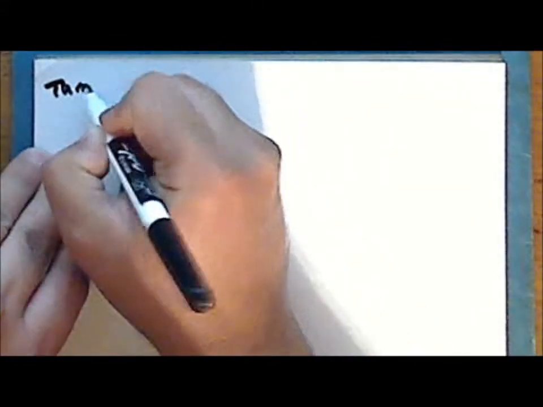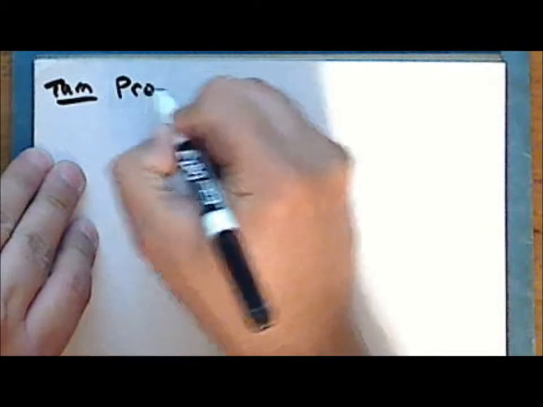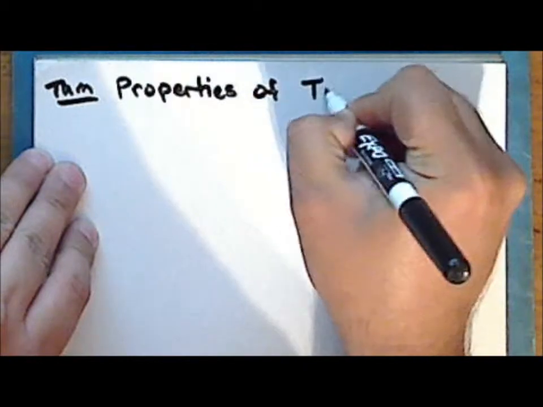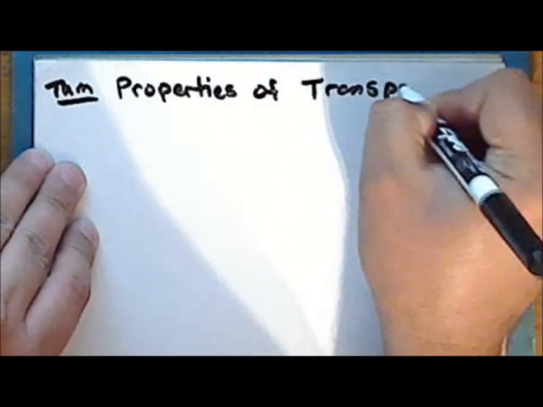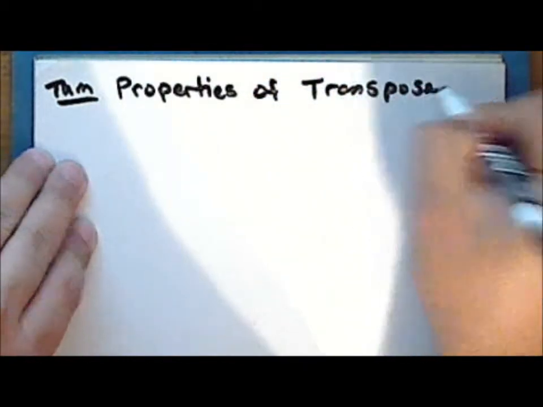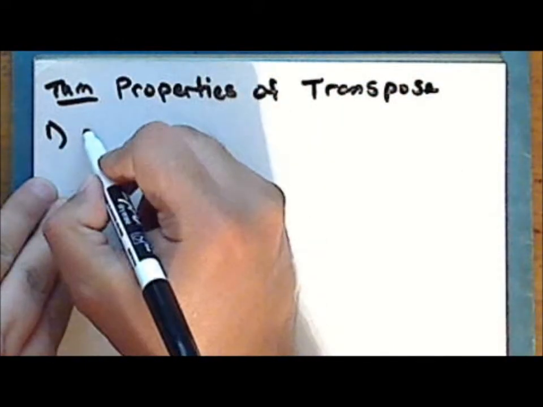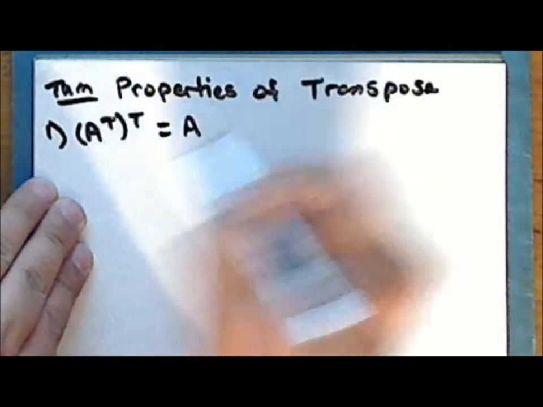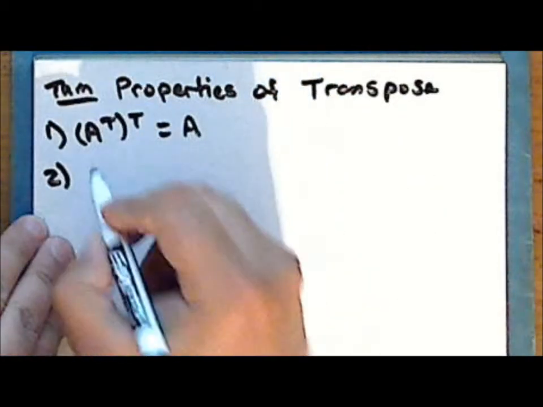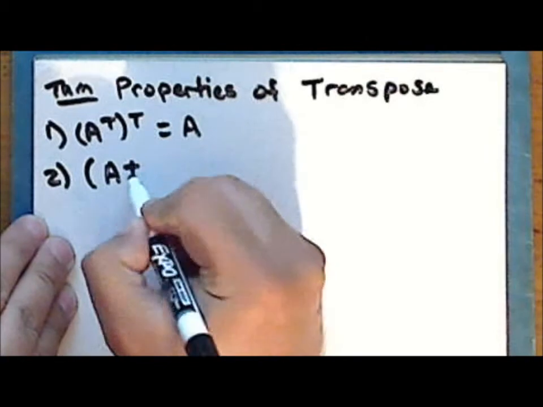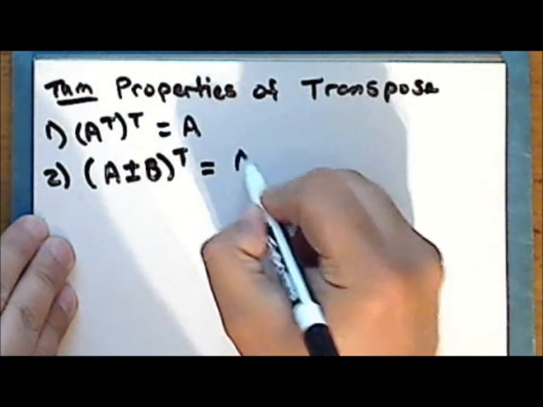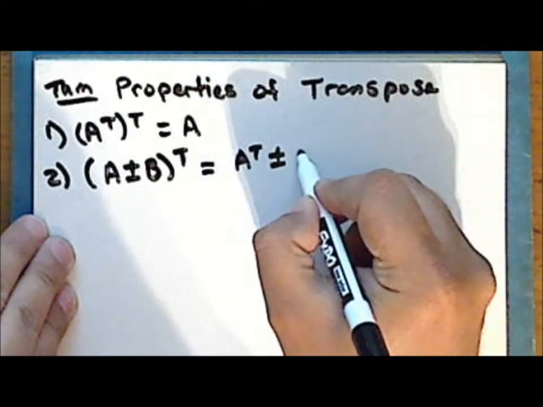Okay, so next we'll look at some of the properties of a transpose. First, the transpose of a transpose is the original matrix. Second, the transpose of a sum or difference is the sum or difference of the transposes.